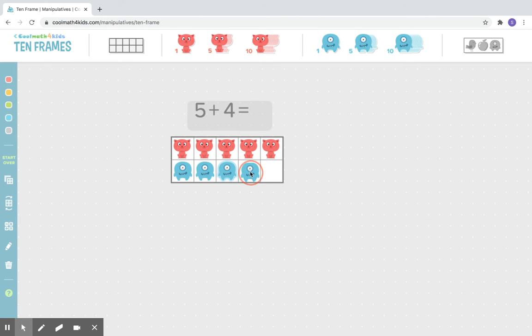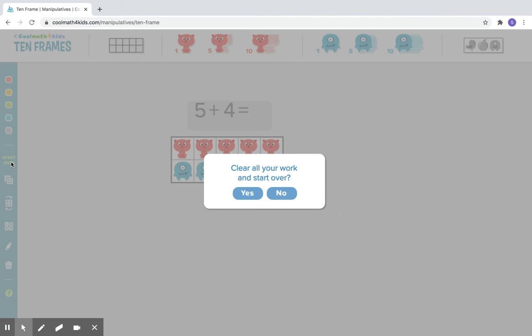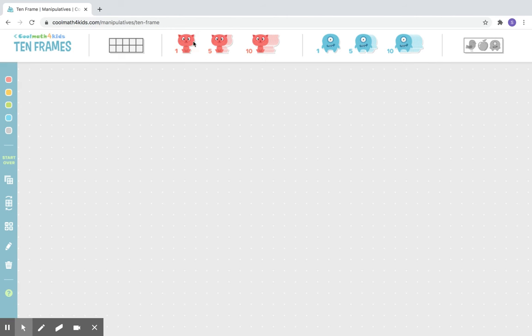Then to solve, they need to count all of the counters that are within the 10 frame. So they have 5, 6, 7, 8, 9. They will learn that 5 plus 4 is equal to 9. Then they might have another problem they are trying to work out. So they will come over here, click start over, and do the same thing again to solve the next problem.